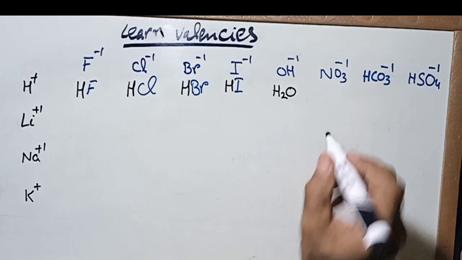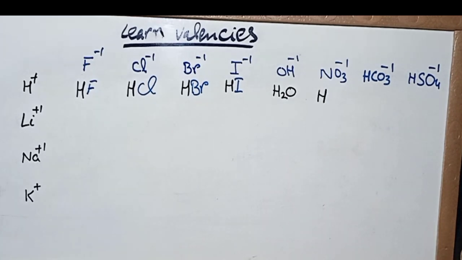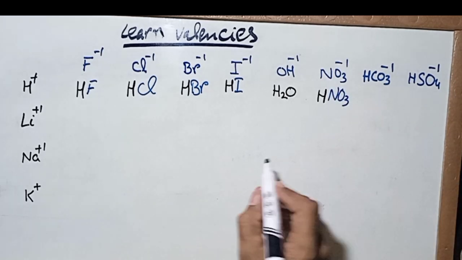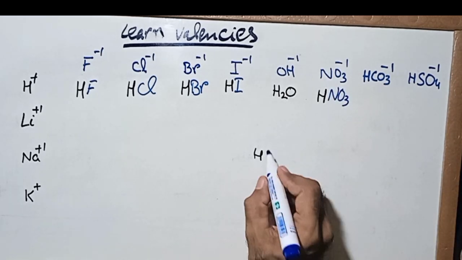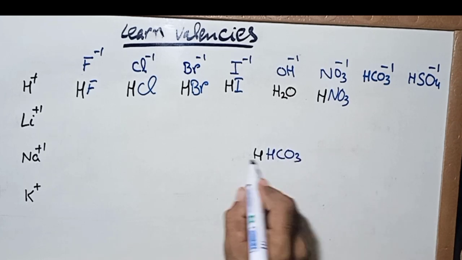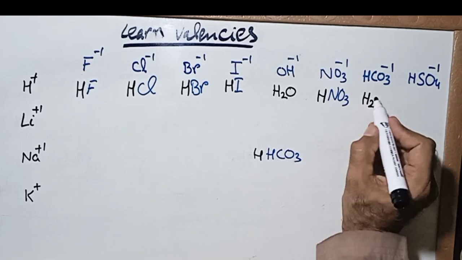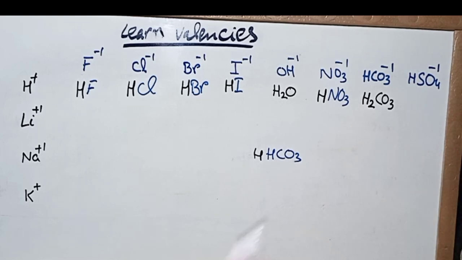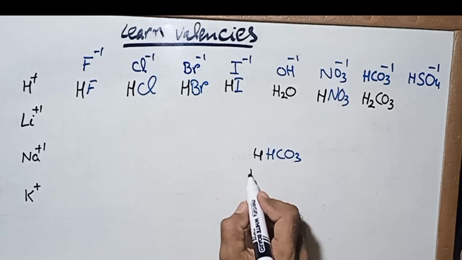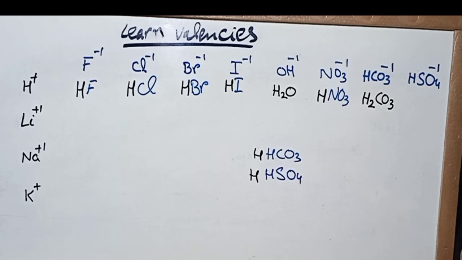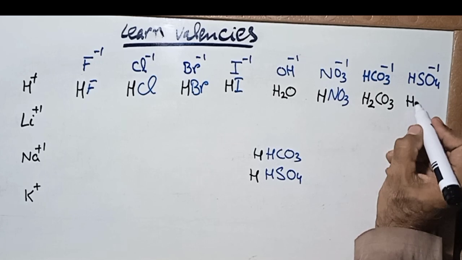Now H will combine with NO3 and you will get HNO3, nitric acid. H when it combines with HCO3, these two H will come to a single H2 symbol and you will write H2CO3, carbonic acid. Again, when H combines with HSO4, you will write it as H2SO4, sulfuric acid.